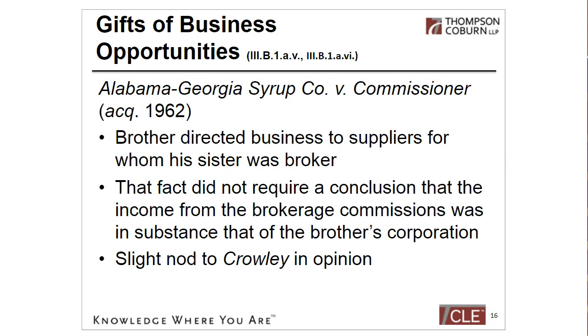Slide 16. Here's another one. Brother directed business to suppliers for whom his sister was a broker, and the brother was really doing business through his corporation. But again, the sister had to do the work of brokering the sales. It was real work that she had to engage in. So again, the tax court held that the brother was not taxable on that. The sister did the work; she earned it, so everything was taxable to her. There was no gift going on. I don't think it was really a gift tax case. It was more of an income tax case, but again, the income was earned by the sister.